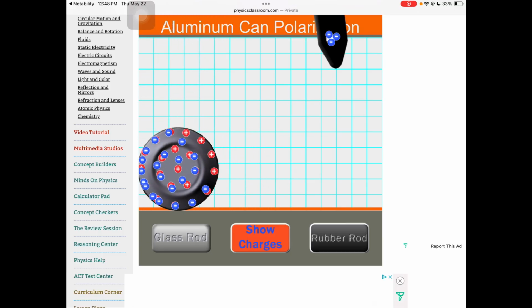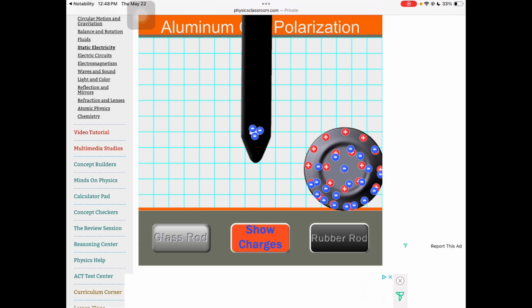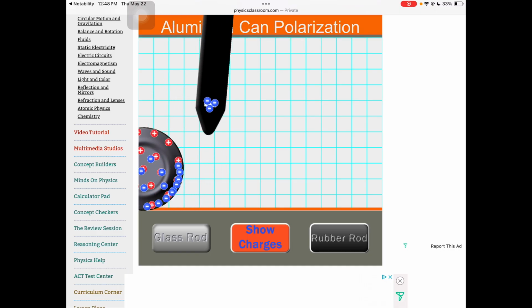Let's swap to the rubber rod. Well, the rubber rod's negative. Does this mean it'll be repelled? No. It's still attracted. Polarization always creates attraction.